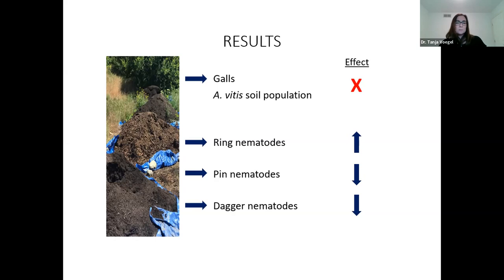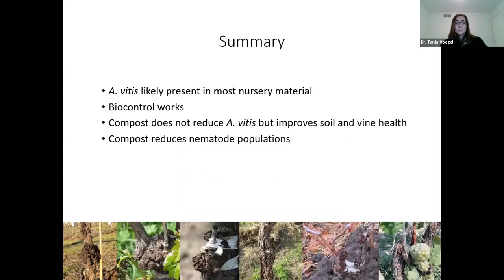So the compost experiment is still ongoing. We still have another year of research to do, and we are hoping that we have a more accurate picture when we look at the data this time next year when we're done with all of the experiments. So as a summary, A. vitis is likely present in most nursery material, and that's why it's difficult to establish a certification program.